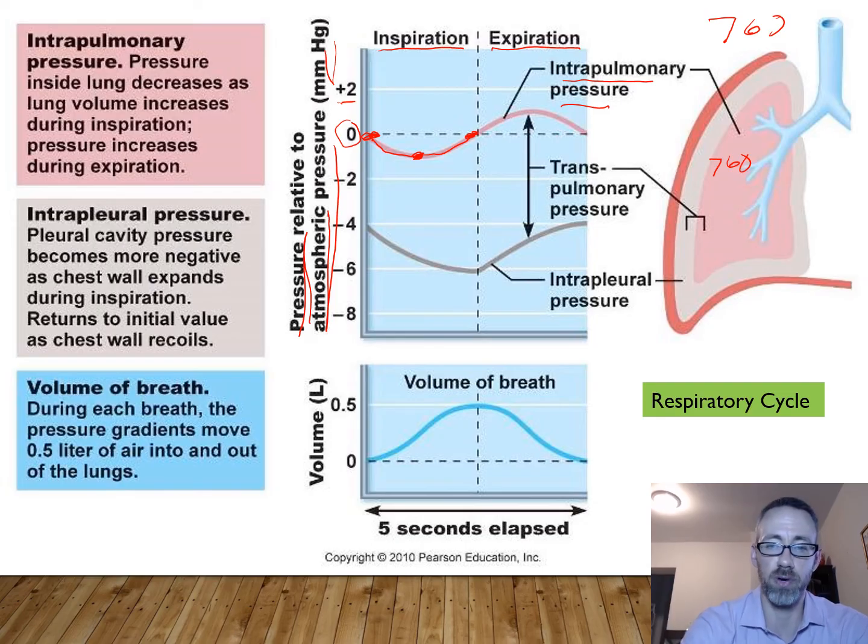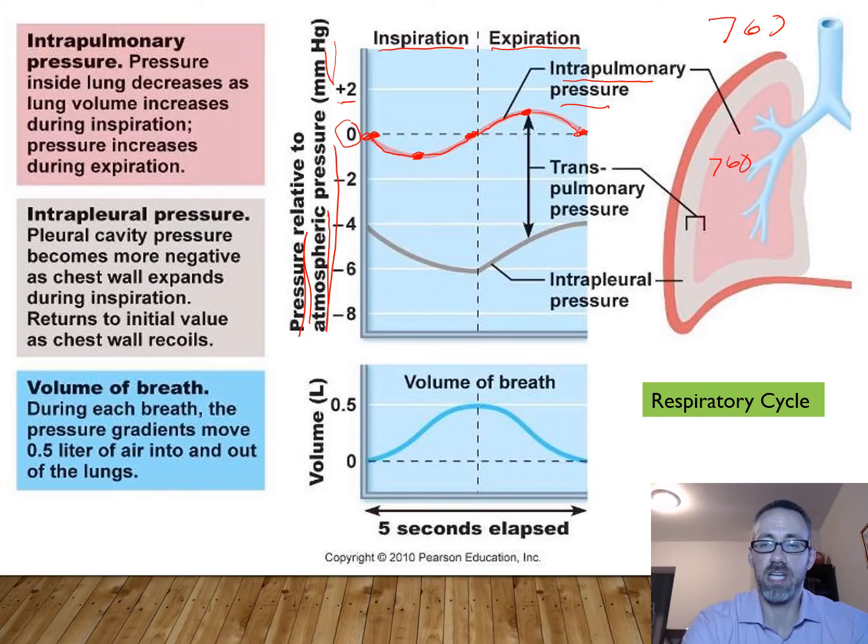Now when you start expiration, again, you're starting expiration at 760. So at 760 millimeters of mercury, it's a larger volume lung, but as the lung then recoils slightly, when it recoils and becomes smaller, the pressure goes up. And so you see pressure rises inside the lungs to about 761 or +1 millimeters of mercury. And then it's going to go back to 760 once it equilibrates at the end of expiration. So that's how that pressure changes there.